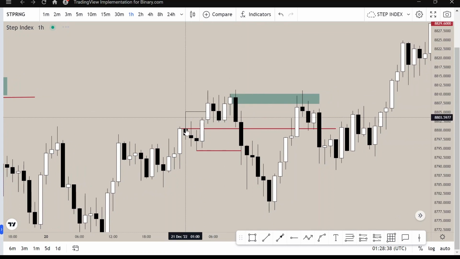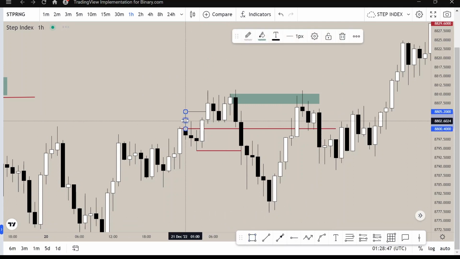Okay. You can see that this resistance that was broken, retailers will mark this level as resistance broken, turning into support. So price comes back to the resistance, gives them a bullish rejection candle. They will start to buy with their stop losses here.